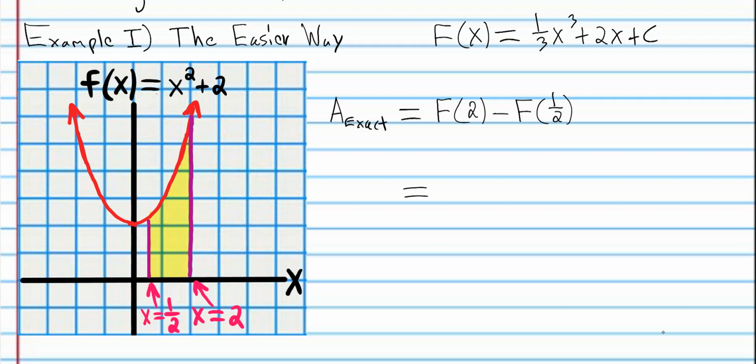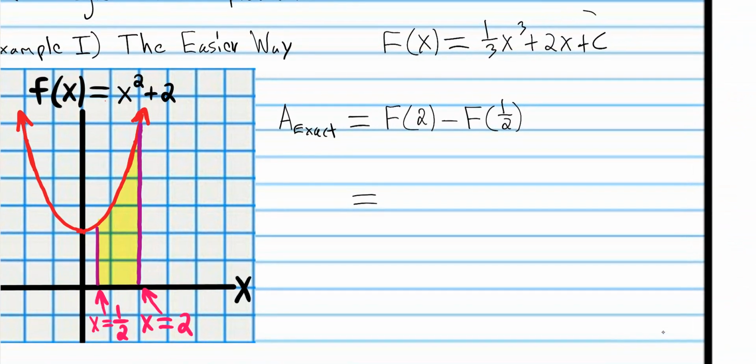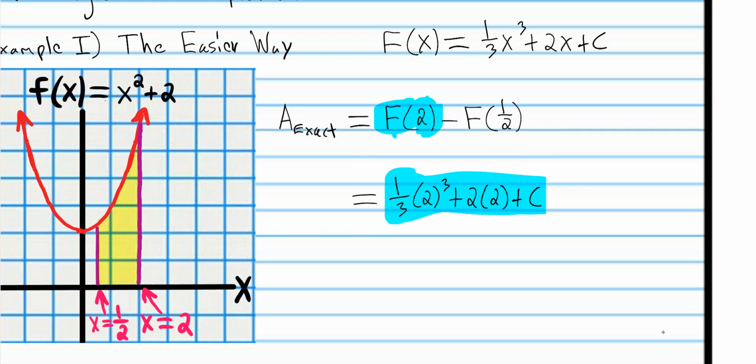So let's actually employ this method. We're going to take this function and plug in 2. So we have 1/3 times 2 to the third power, plus 2 times 2, plus c. So I just calculated this here. All right, then we're going to subtract the same function, our antiderivative function, but instead we're going to plug in 1/2.